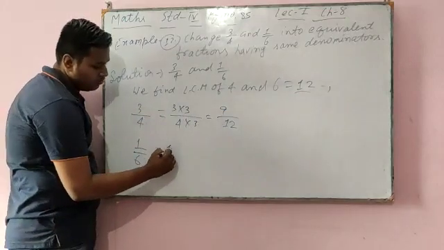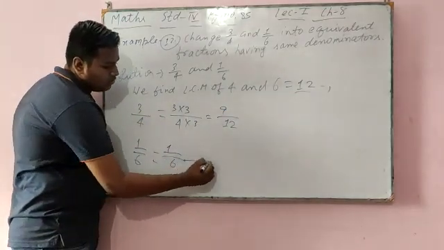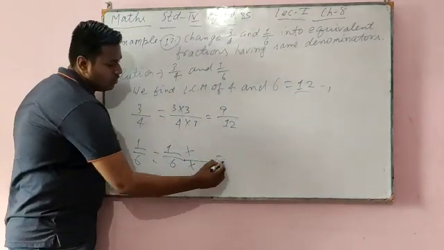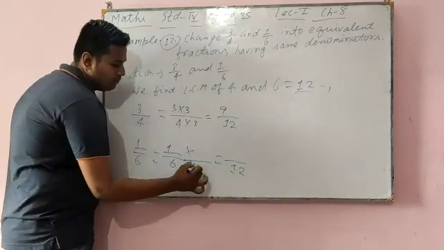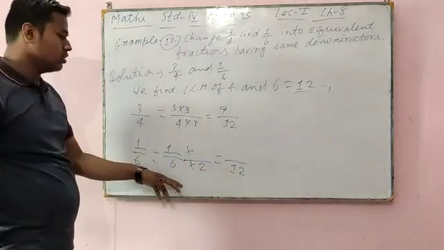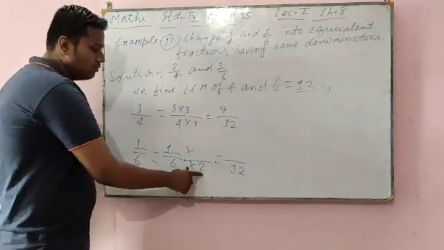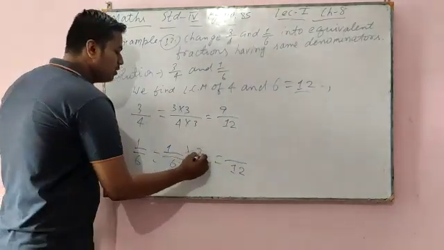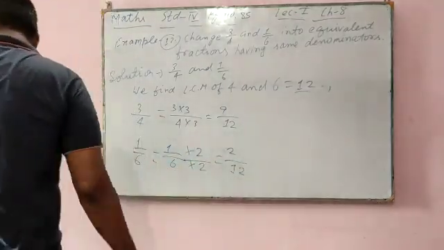Come to this 1 by 6. What number will you multiply so that your denominator will come 12? So I will multiply with 2. Then 6 into 2, 12. If I multiply with 2 here, I will multiply with 2 here also. So here also 2 by 2.